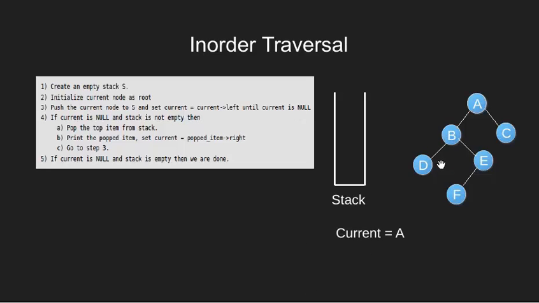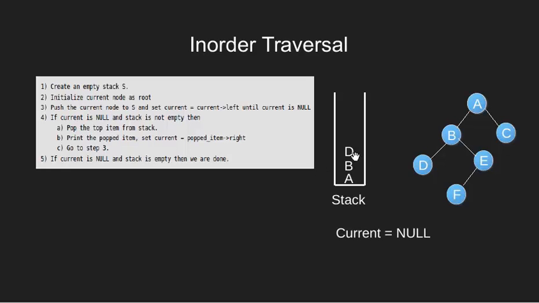So we push A into the stack, make current point to the left of A, which is B. Again, current is not null. We push the current node into the stack and make current point to the left of B, which is D. Again, current is not null. We again push the current node into the stack and make current point to the left of D, which is null. Now current is null. Now we go to step 4, and since current is null and our stack is not empty, we do the following.